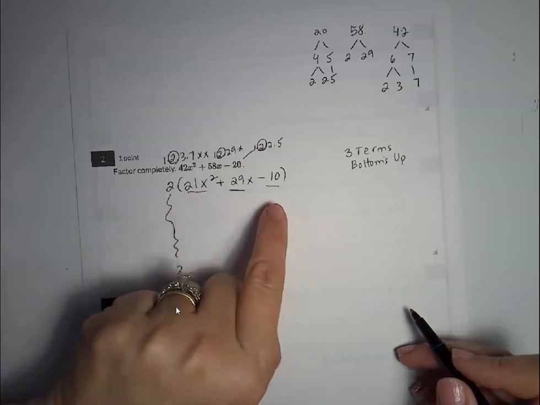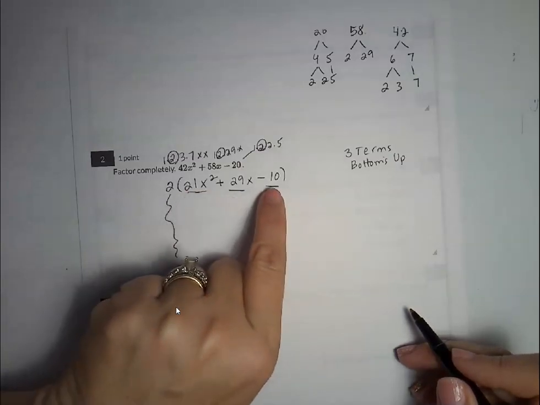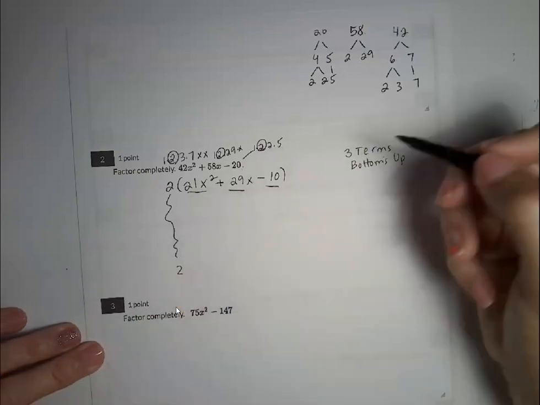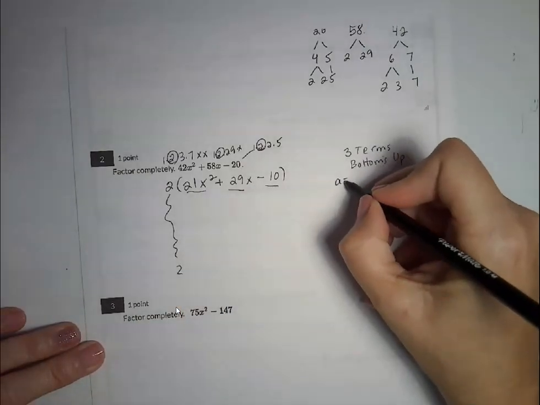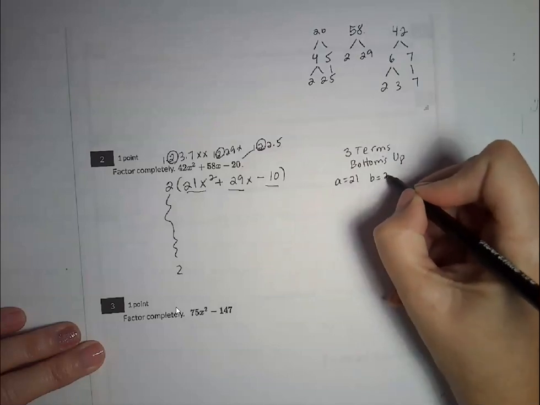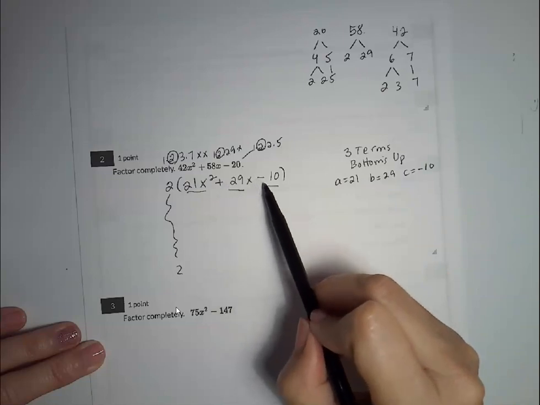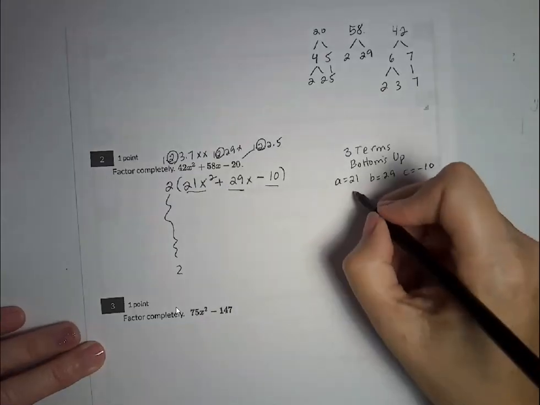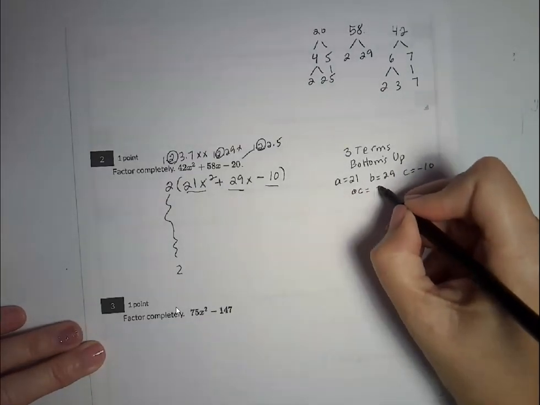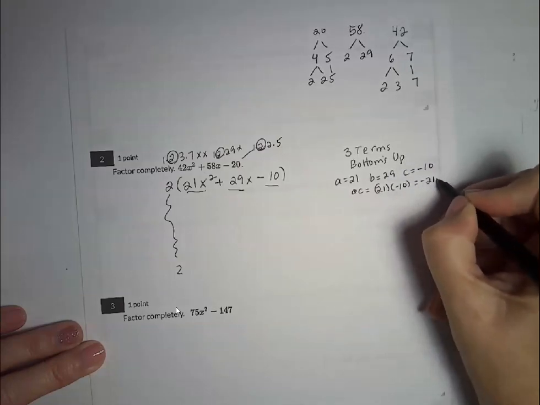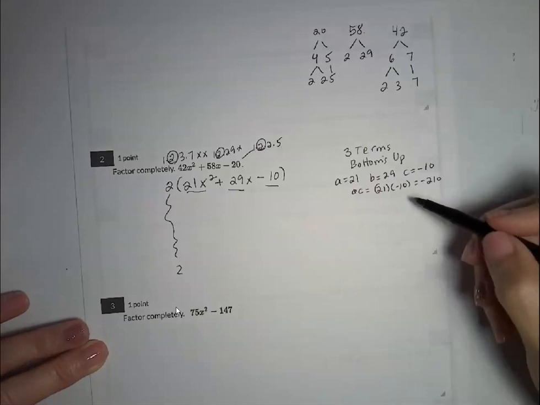But you need to check to make sure that you can't go any farther of what's inside the expression here, inside the parentheses. So we have 3 terms. I'm going to say A is 21, B is 29, and C is negative 10. Remember, you need to take the signs to their left. Then I multiply A times C. 21 times negative 10 is negative 210. And I want to write all the factor pairs for negative 210.